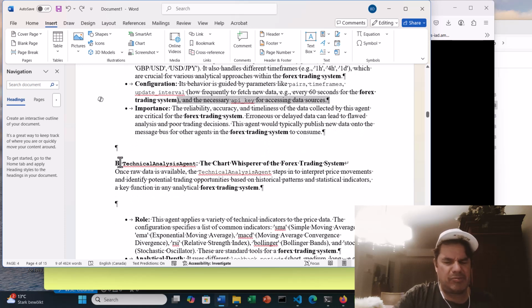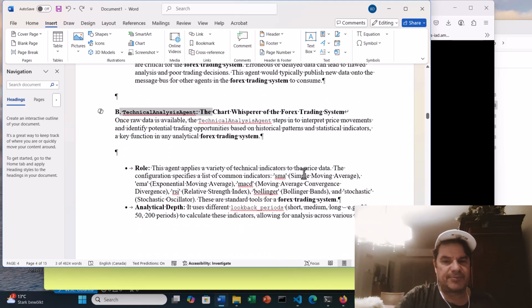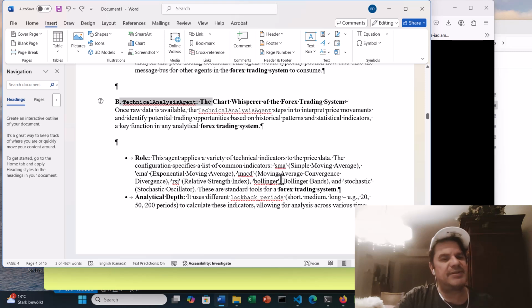Okay, so then a lot of people ask about the technical analysis agent, the chart whisperer. We gotta like that. It interprets price movements and identifies potential trading opportunities based on historical patterns and statistical indicators. And this is built into the actual scripting, all built from scratch, not using TA-Lib, the technical analysis library, that is. The configuration lists common indicators: SMA, EMA, MACD, RSI, Bollinger, and stochastic. Standard tools for a Forex trading system. That can be said for any system.